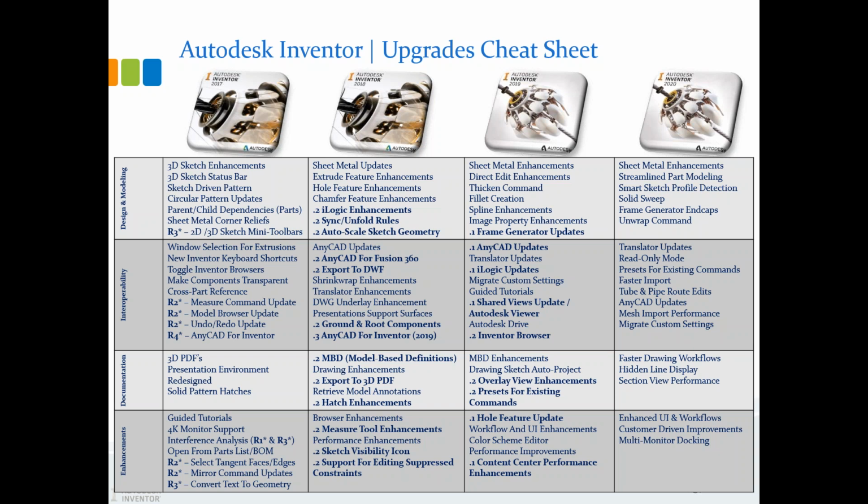The 2018 release came out. We had some syncing and unfolding rules around the sheet metal environments, with multi-body sheet metal support for multiple thicknesses in those bodies. There were also model-based definition updates, exporting to 3D PDF updates, and carrying 3D annotations if we put those on.